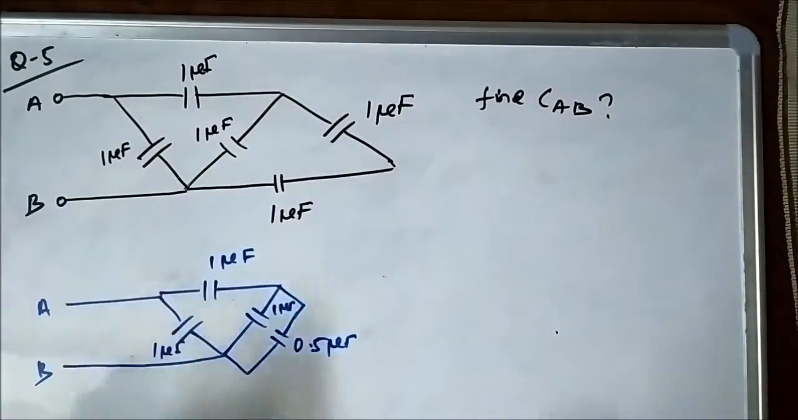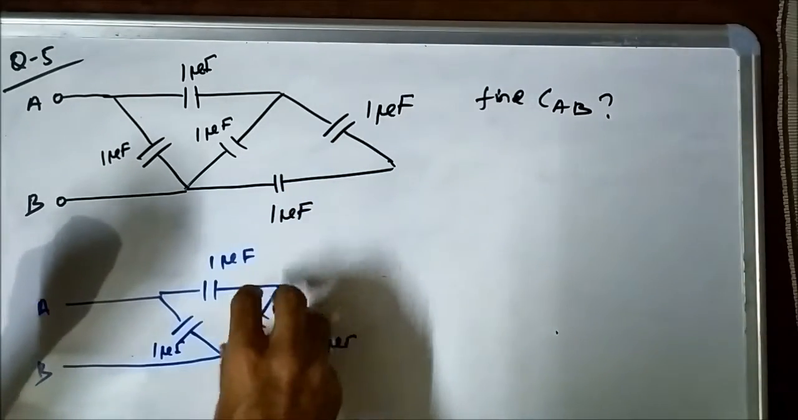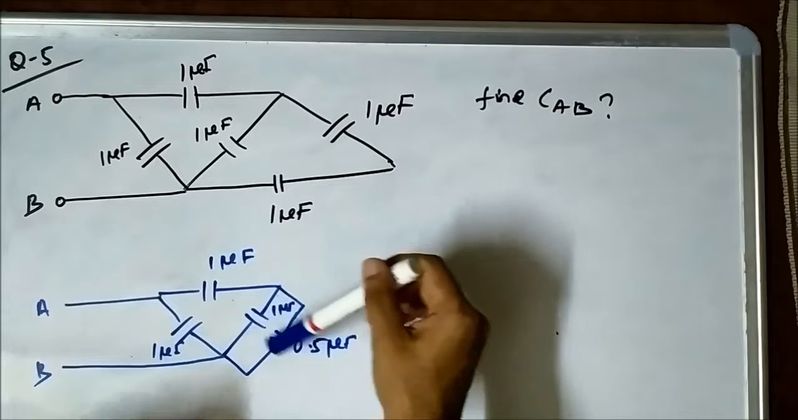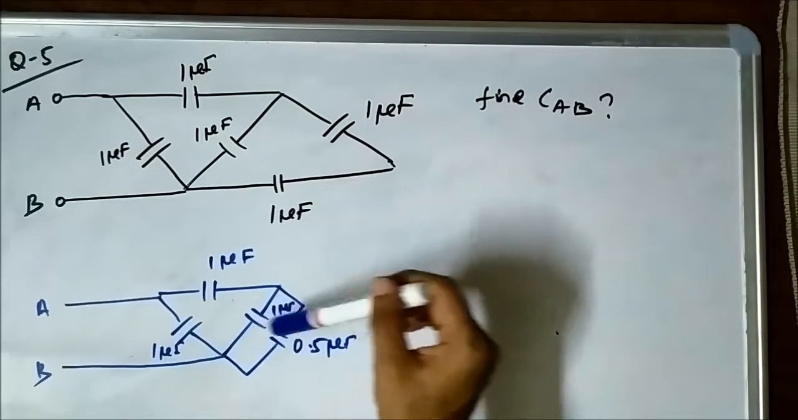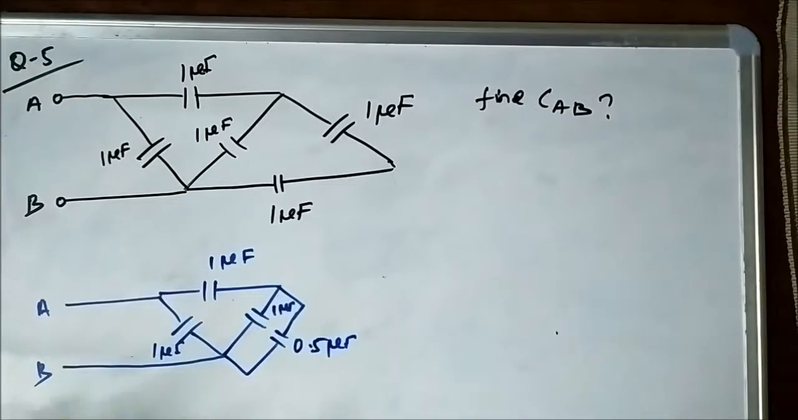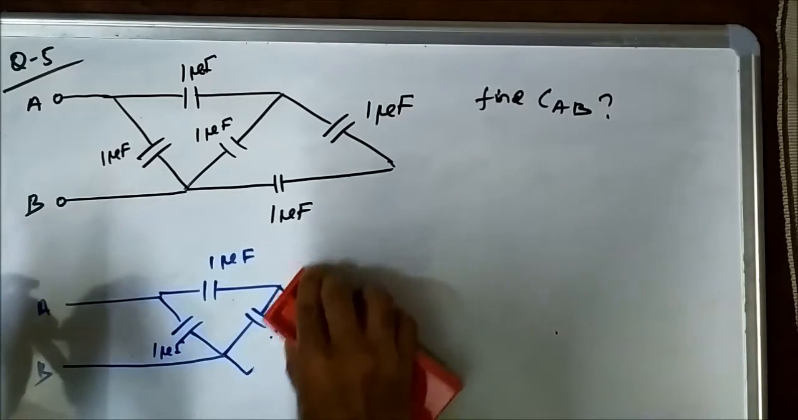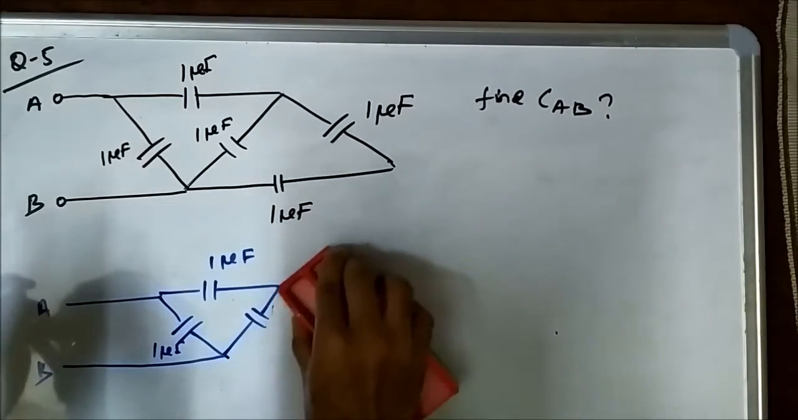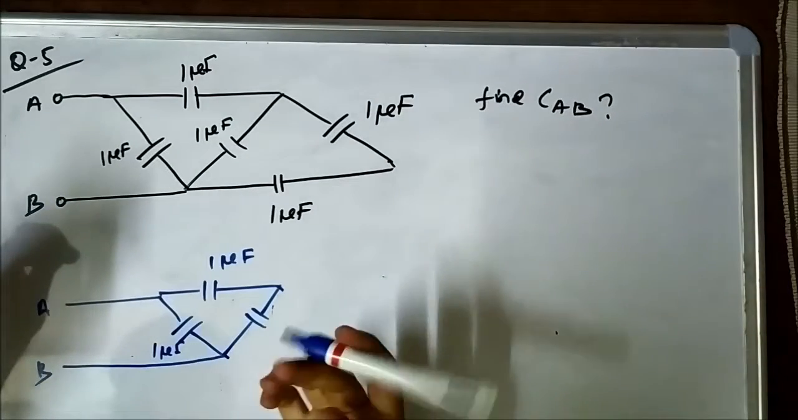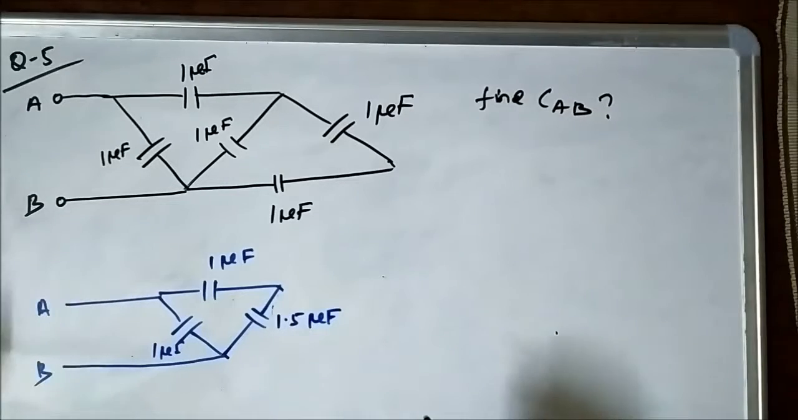Now, this 1 microfarad and the resultant 0.5 microfarad of these two capacitors, they are in parallel. See, these two capacitors are in parallel because their one ends are connected at one common point and the other ends are connected at one common point. The equivalent capacitance of parallelly connected capacitors is simply the addition, we know that. So we will reduce it down as the equivalent capacitance will be 1.5 microfarad, 1 plus 0.5.